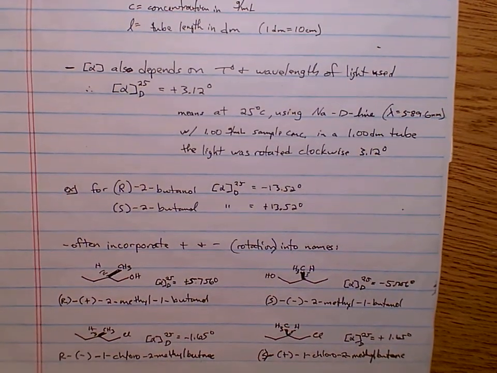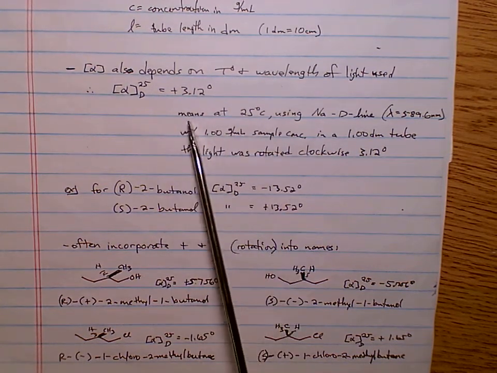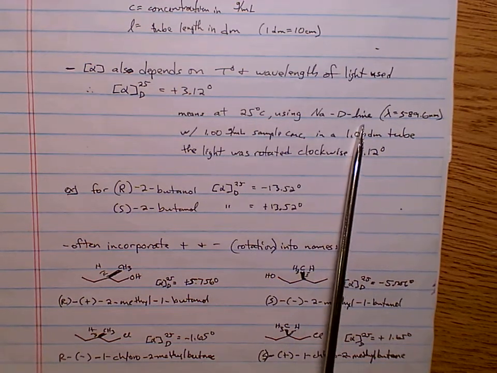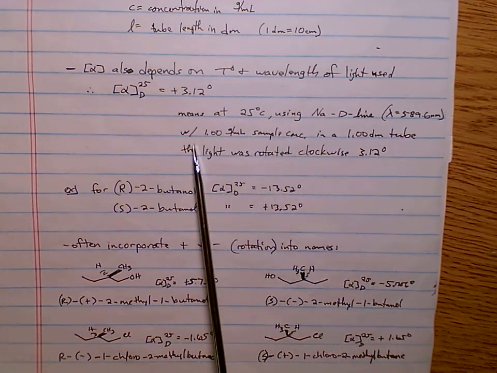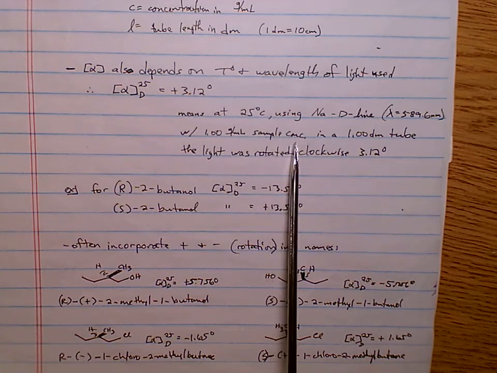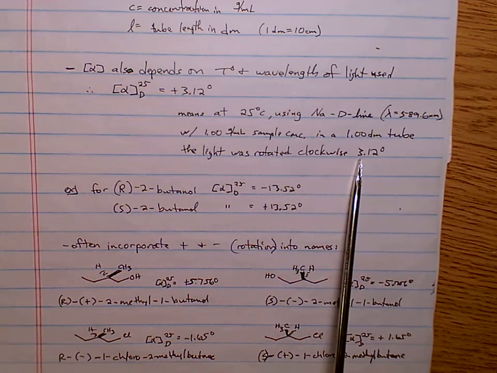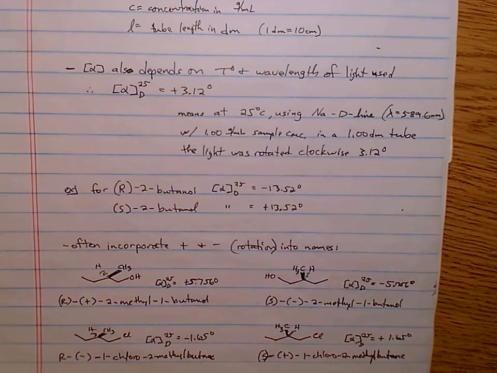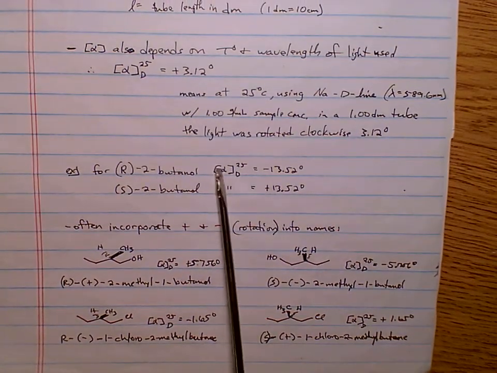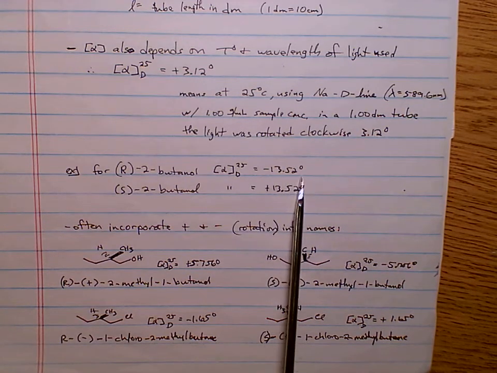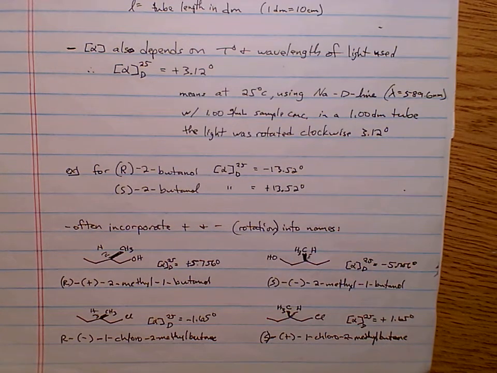All right. So if you find a molecule that says its specific rotation is plus 3.12 degrees, that means at 25 degrees Celsius, using the sodium D line emission, the wavelength of that is 589.6 nanometers. If you have 1 gram per milliliter of sample in a 1 decimeter long tube, the light was rotated clockwise by 3.14 degrees. All right. Examples: for R-2-butanol, the specific rotation is minus 13.52 degrees. S-2-butanol, the rotation is plus 13.52 degrees.